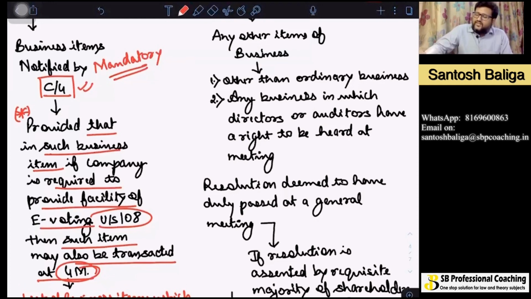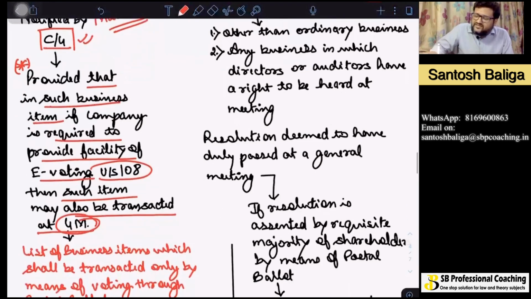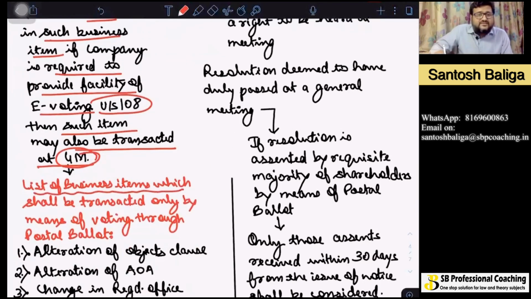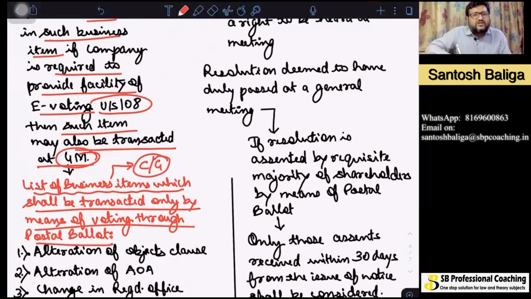Okay. Next, the list of business items which shall be transacted only by means of voting through postal ballot, which means these are the items which have been notified by the central government in its notification that they have to be mandatorily conducted through postal ballot. So let us look at this list. This is a longer list, but let us go through it. It has around 10 to 12 items.